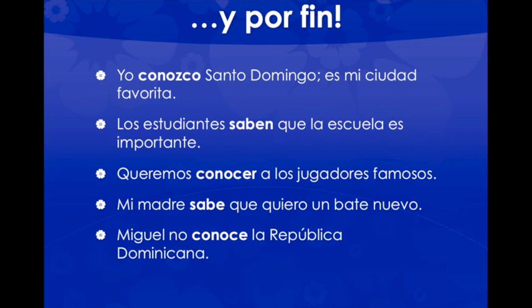Here, we do not conjugate two verbs in a row. Because queremos is conjugated, we should not conjugate conocer. We also know that conocer is being used instead of saber because directly afterwards, we see the personal a. We want to know the famous players. And of course, famous players are people. So that is conocer. Mi madre sabe que quiero un bate nuevo. My mom knows that I want a new bat. Information. Y Miguel no conoce la República Dominicana.